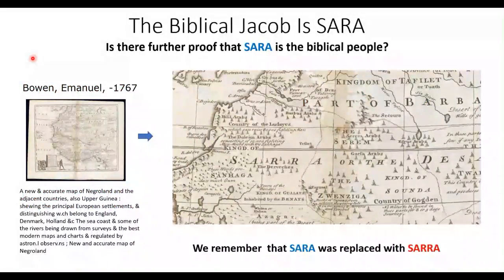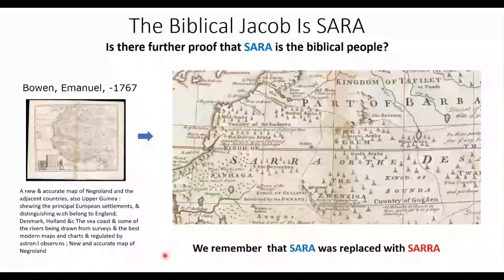This is the Bowen 1767 map right here. And as you can see on the screen, this is West Africa, mind you. It's showing you SARA right here. SARRA. SARA. It's in West Africa. The same name that's being covered by Israel. But Israel isn't in West Africa on any map. SARA is on West Africa maps as of at least 1767.